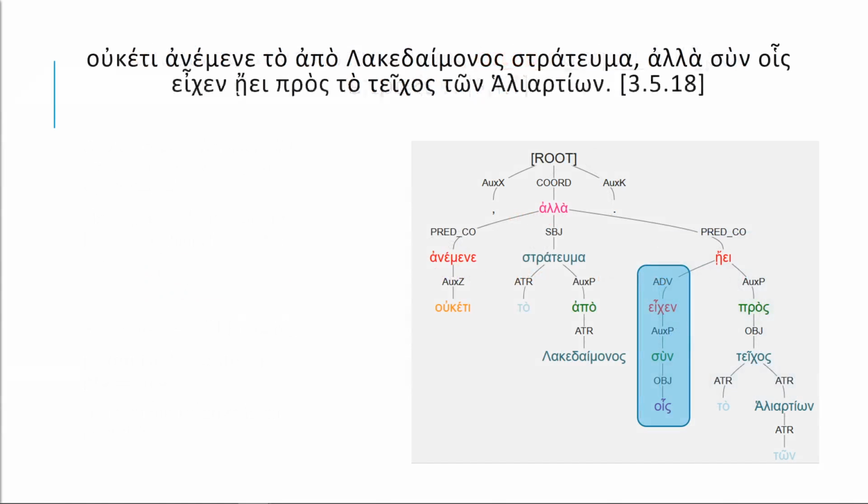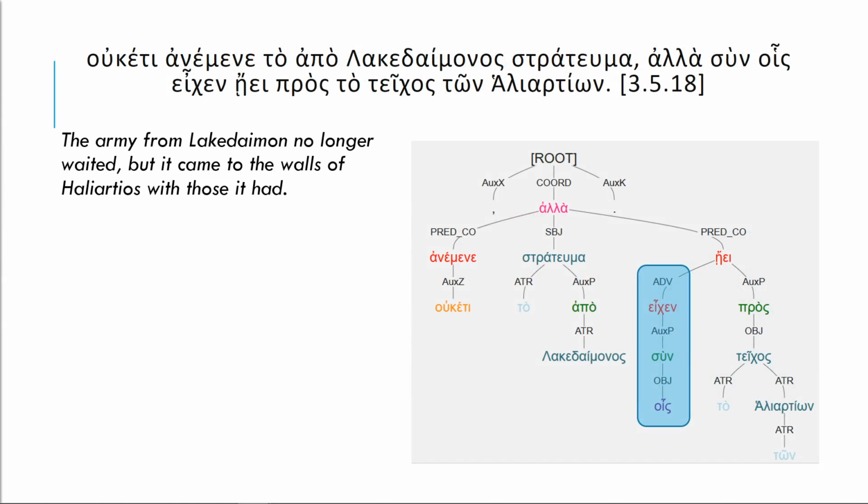Another example of this. So the main sentence is easy. The army from Lacedaemonia did not remain, but it went or came to the wall of Haliartios. Then we have this weird clause here, with whom he held. This is not grammatical. Just like we speak ungrammatically sometimes, they write in a kind of shortcut.